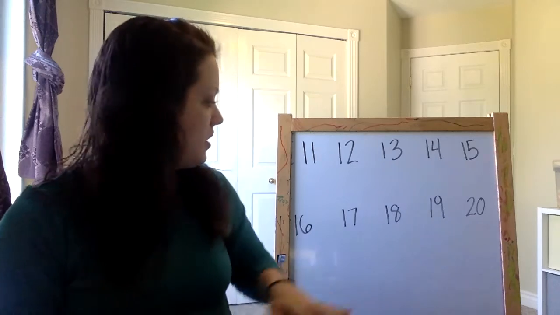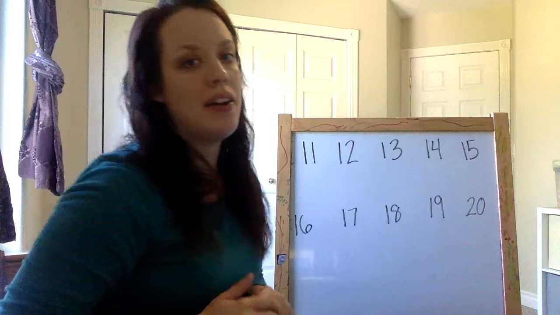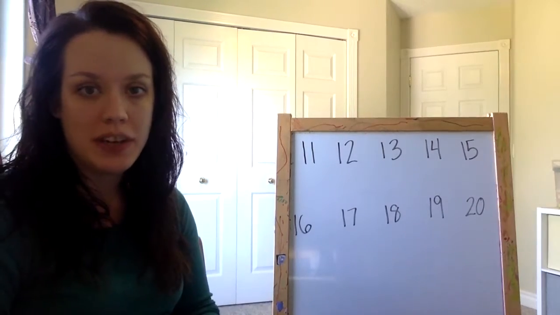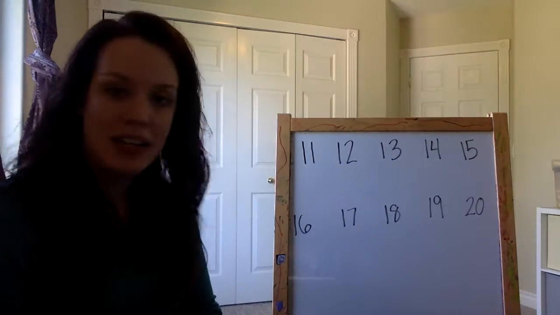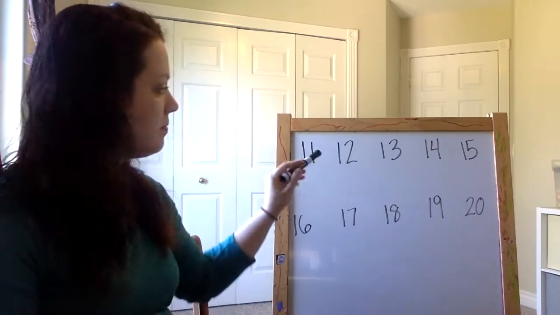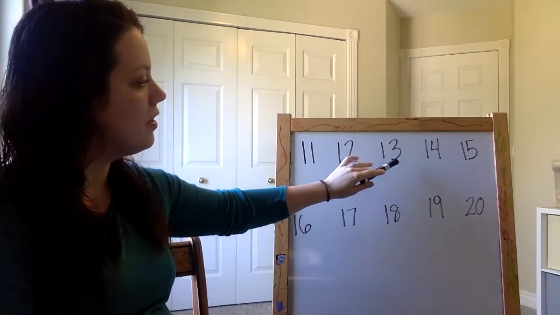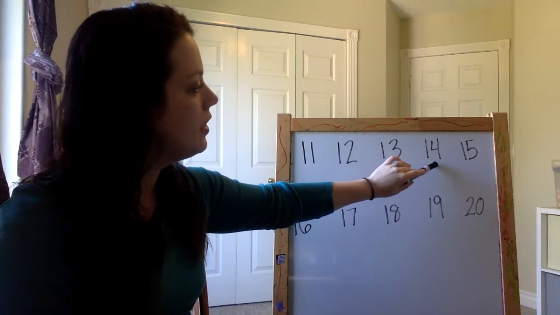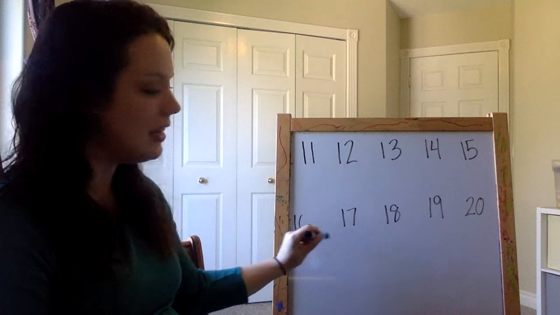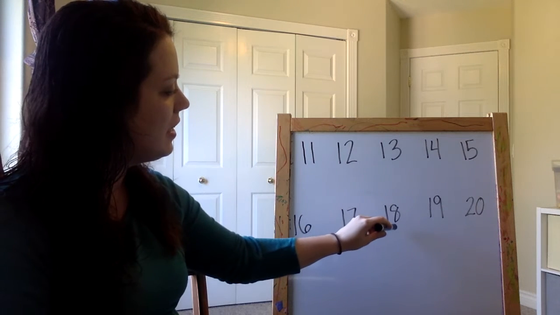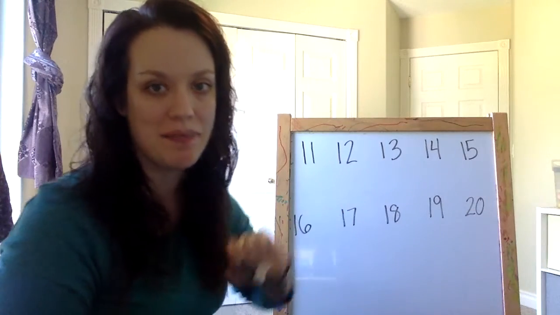Today, we are going to look at some more teen numbers. And I bet by now these numbers look pretty familiar to you. So before we start, we're going to go ahead and just say the teen numbers as I point to them. Ready? 11, 12, 13, 14, 15, 16, 17, 18, 19, 20.